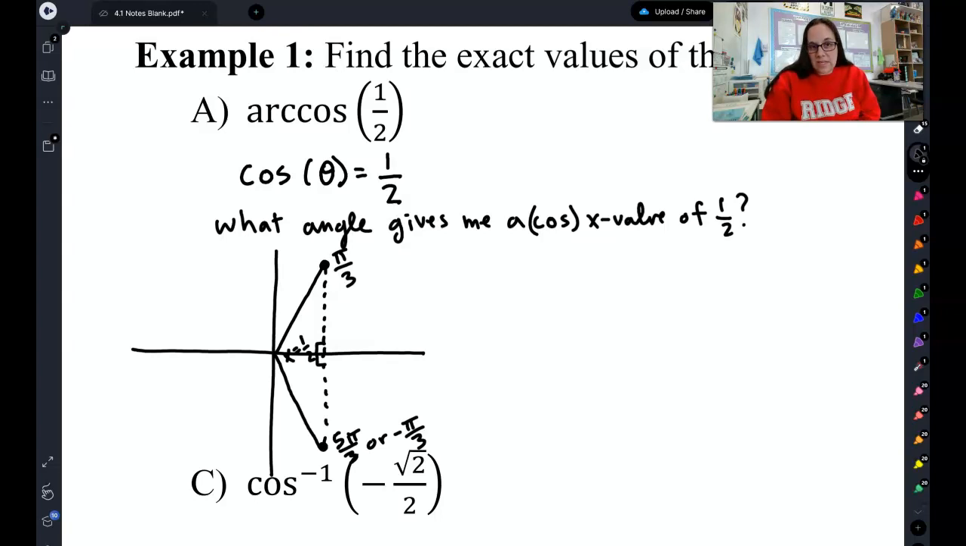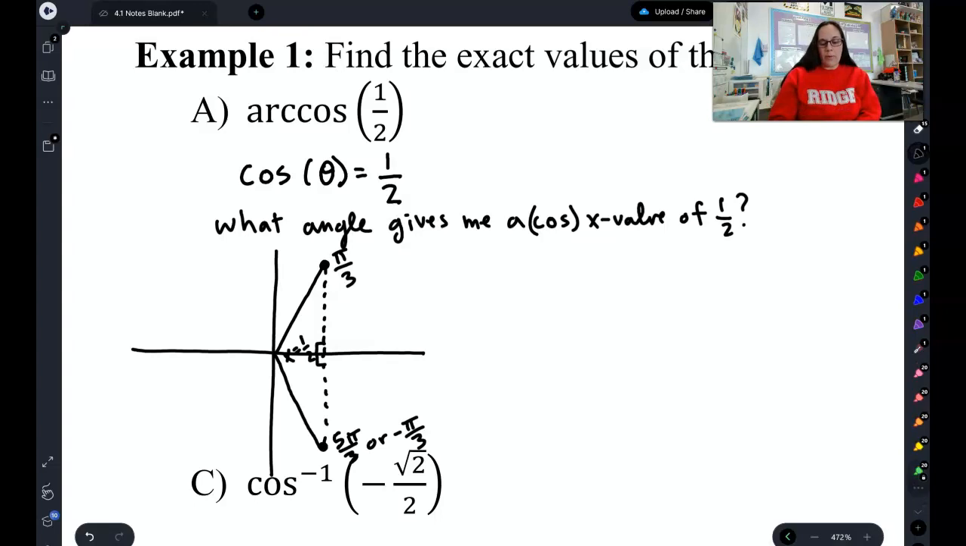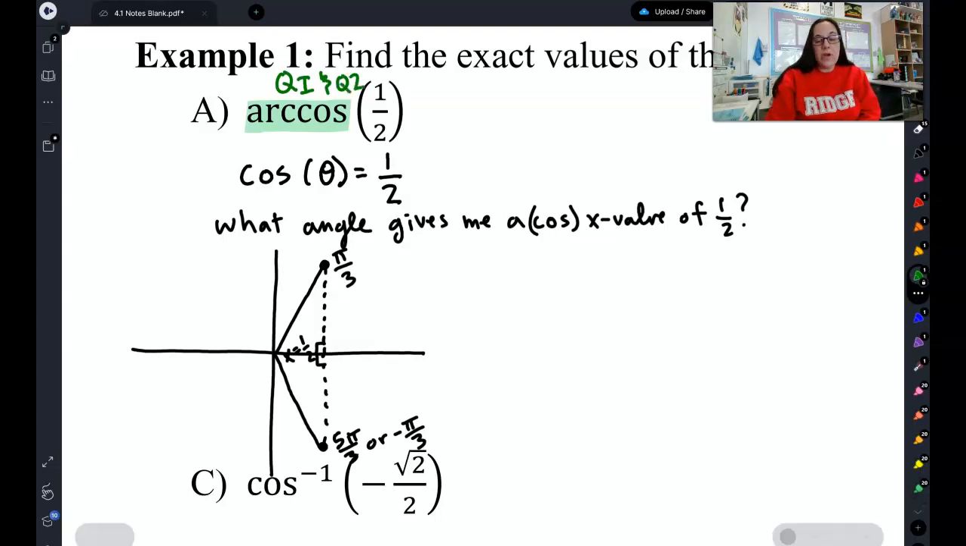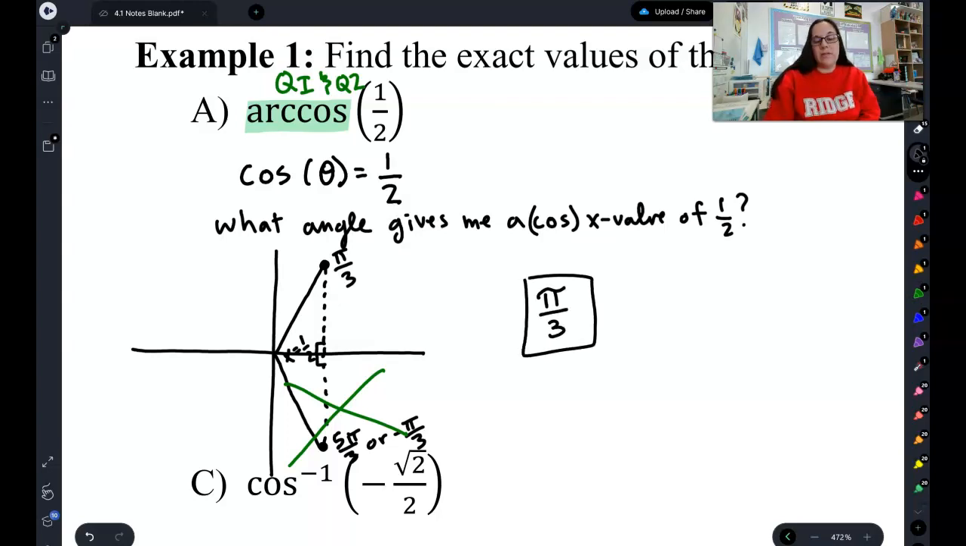However, this time we are restricting the domain. So remember, arc cosine gets restricted to quadrant 1 and quadrant 2 angles. So if it's not in quadrant 1 or quadrant 2, I don't want it. So I'm going to X that one. That one is not in quadrant 1 or 2, which means the only one I have left is pi thirds. And that is my only answer.